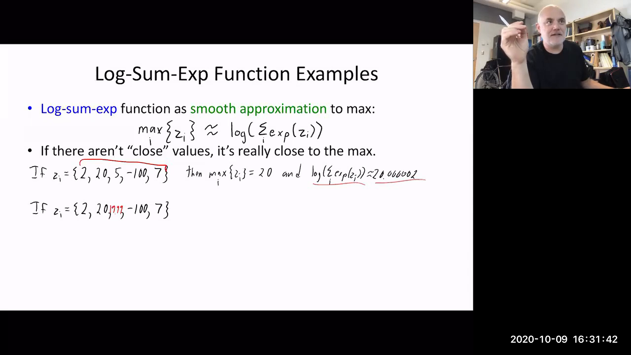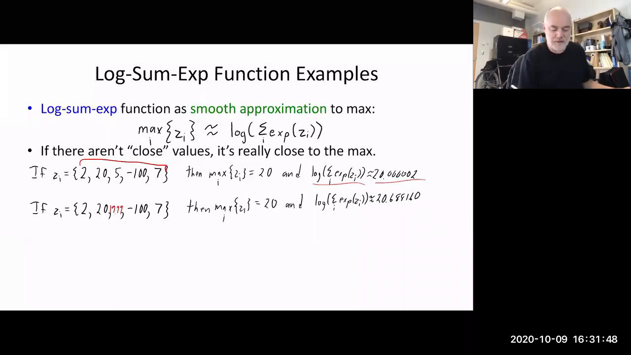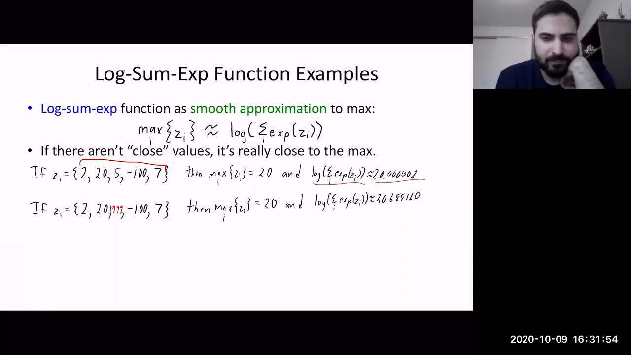Yeah, exactly. The exponential function is a weird function, right? It's very important. So 20 is still the max, and log-sum-exp is 20.6 something. So this is a pretty good approximation, right?